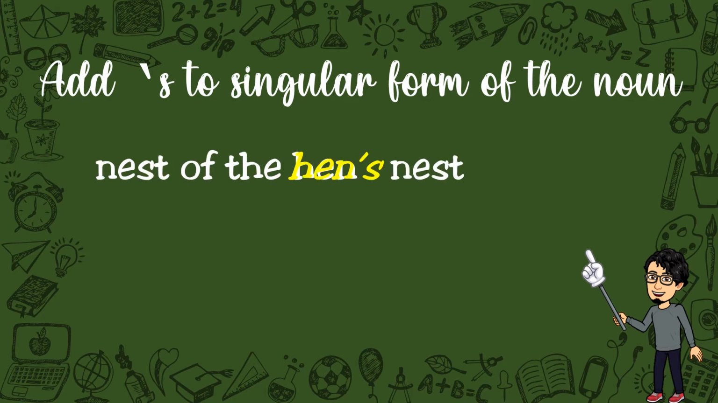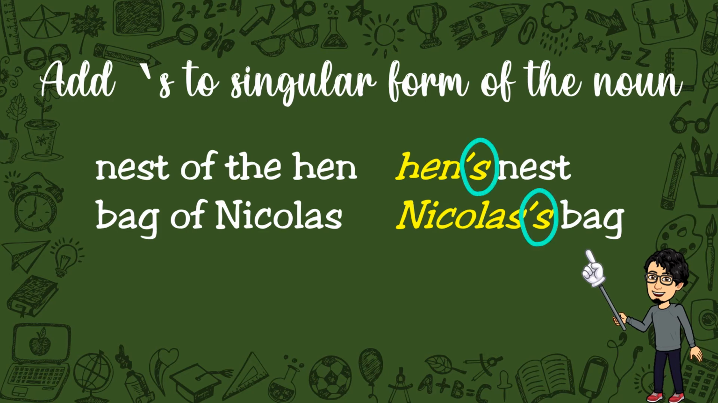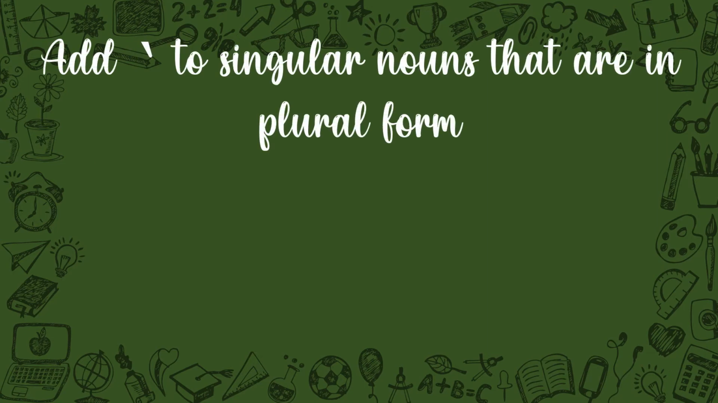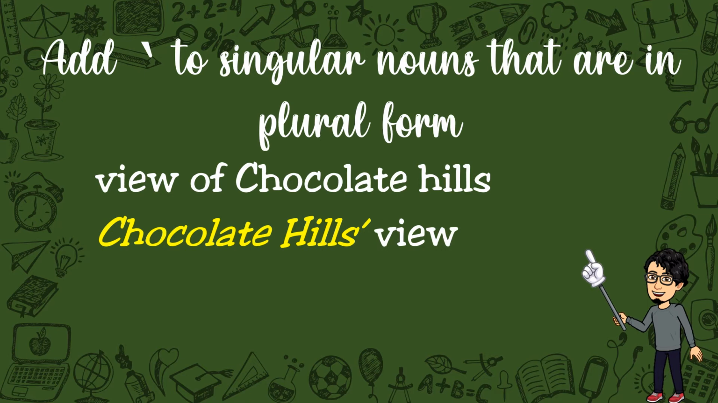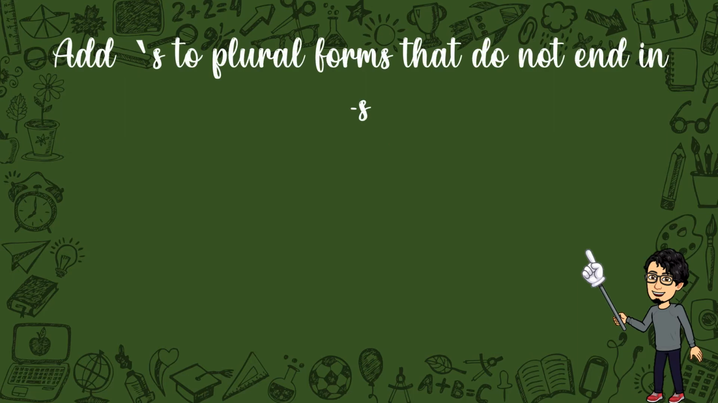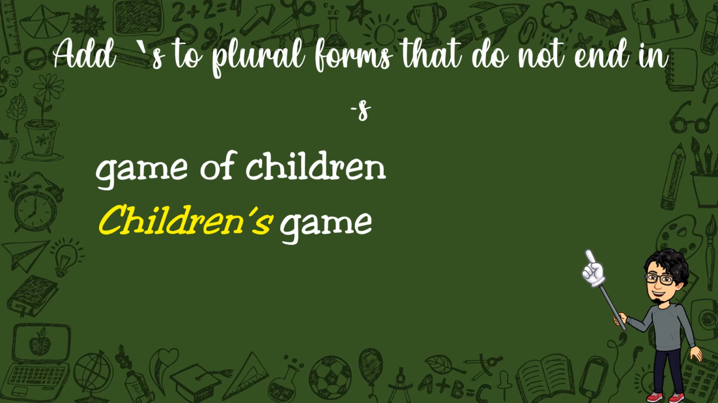Nest of the hen, hen's nest. Bag of Nicholas, Nicholas's bag. We add apostrophe s after the noun. Add apostrophe to singular nouns that are in plural form. Example, view of Chocolate Hills. Chocolate Hills view. We add apostrophe. Add apostrophe s to plural forms that do not end in s. For example, game of children. Children's game. Since children is already in plural form and it does not end in s, we put apostrophe s.